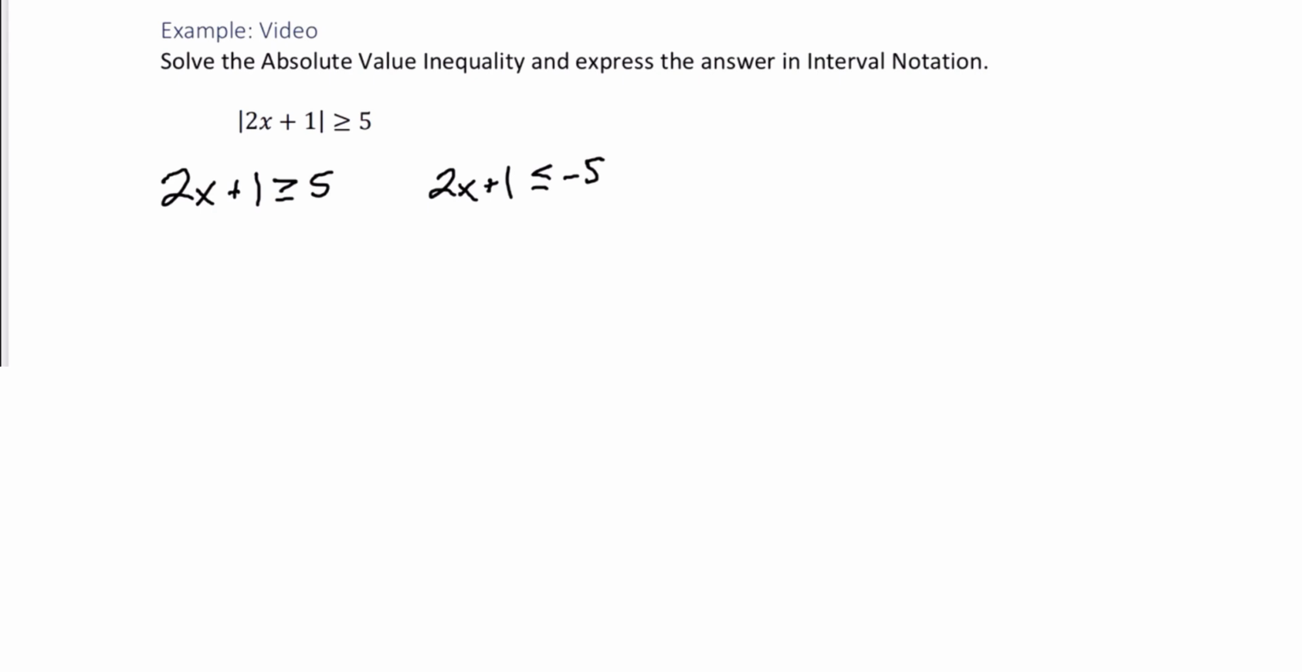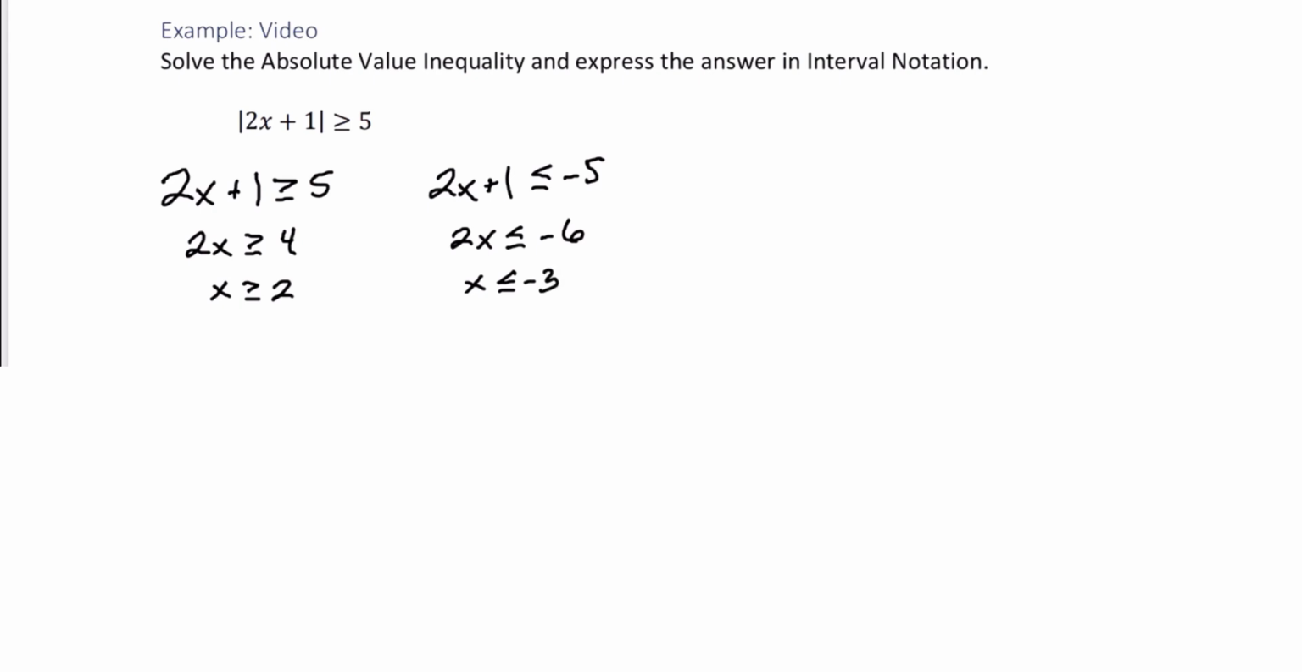The inequality on the left, we will subtract 1. 2x is greater than or equal to 4. And then divide by 2. X is greater than or equal to 2. The inequality on the right, we will again subtract 1. 2x is less than or equal to negative 6. And then divide by 2. X is less than or equal to negative 3.